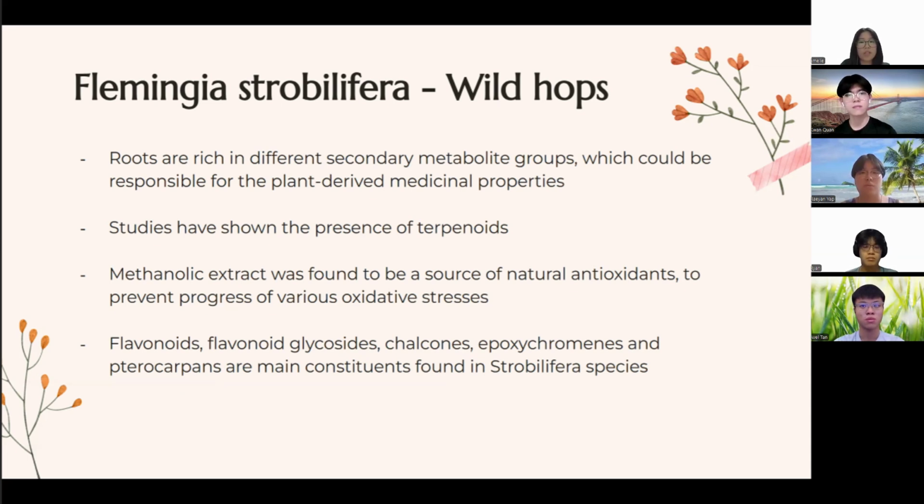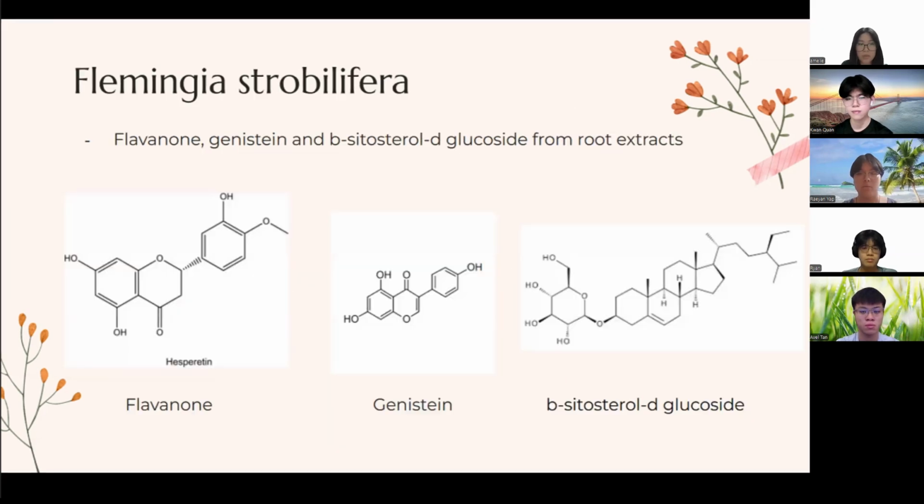The roots are rich in different secondary metabolite groups, which could be responsible for the plant-derived medicinal properties. Studies have shown the presence of terpenoids, and methanolic extract was found to be a source of natural antioxidants to prevent progress of various oxidative stresses. Flavonoids, flavonoid glycosides, chalcones, epoxychromines, and pterocarpans are the main constituents found in Flemingia strobilifera species.